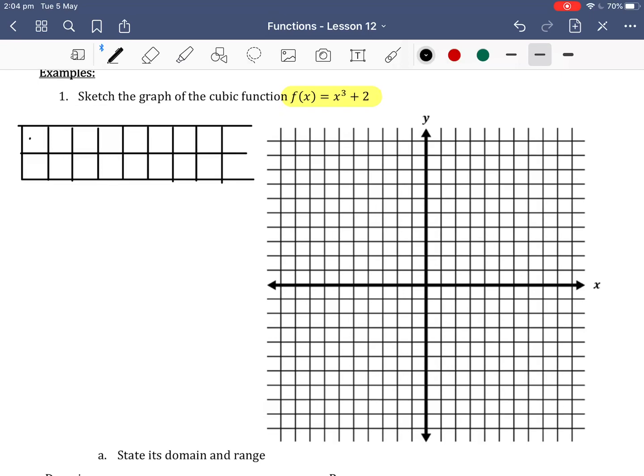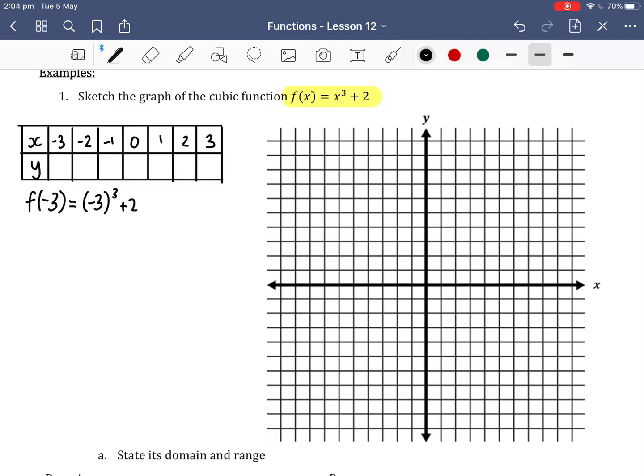So we have our x values on the top and we're going to go from -3 to 3. So we have -3, -2, -1, 0, 1, 2, and 3 on the top. And then we'll have our y values on the bottom, and that's what we need to calculate. So to find our y values, we substitute our x values into our equation. So we have f(-3) = (-3) cubed + 2.